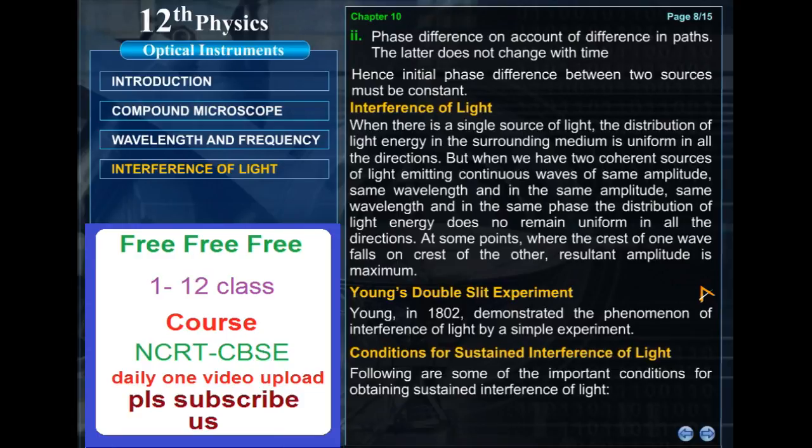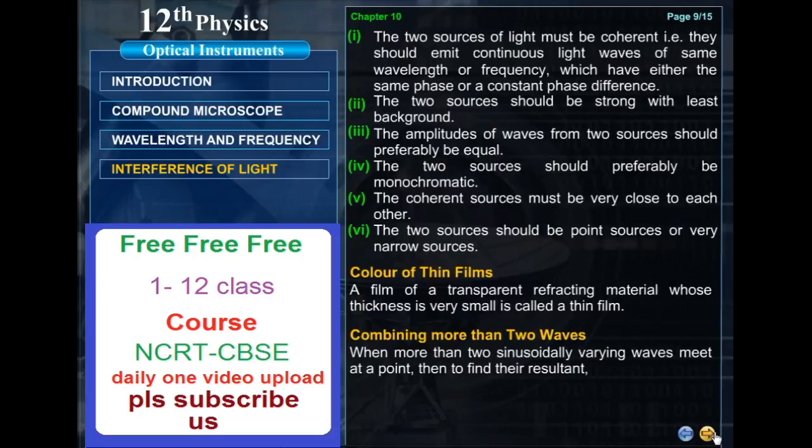Conditions for sustained interference of light. Following are some of the important conditions for obtaining sustained interference of light. The two sources of light must be coherent. That is, they should emit continuous light waves of same wavelength or frequency which have either the same phase or a constant phase difference. The two sources should be strong with least background.